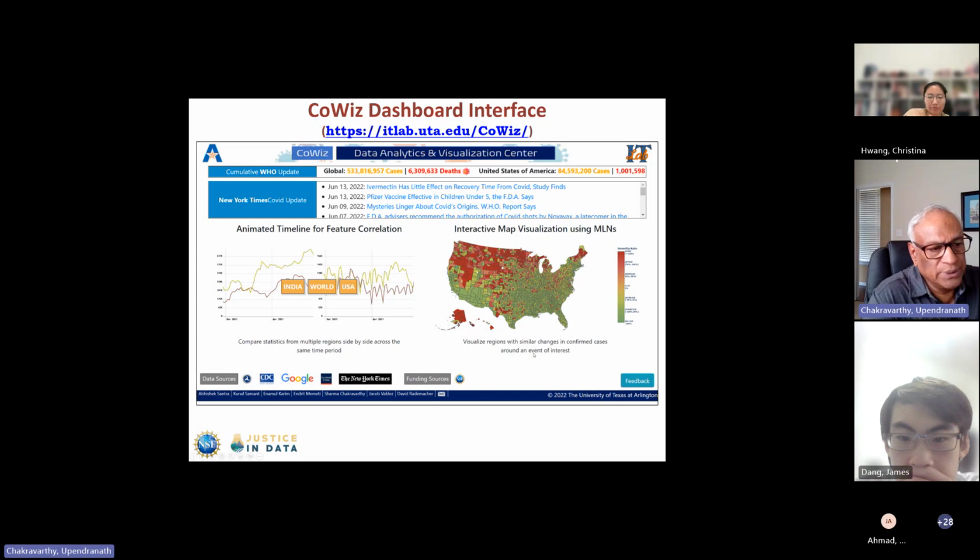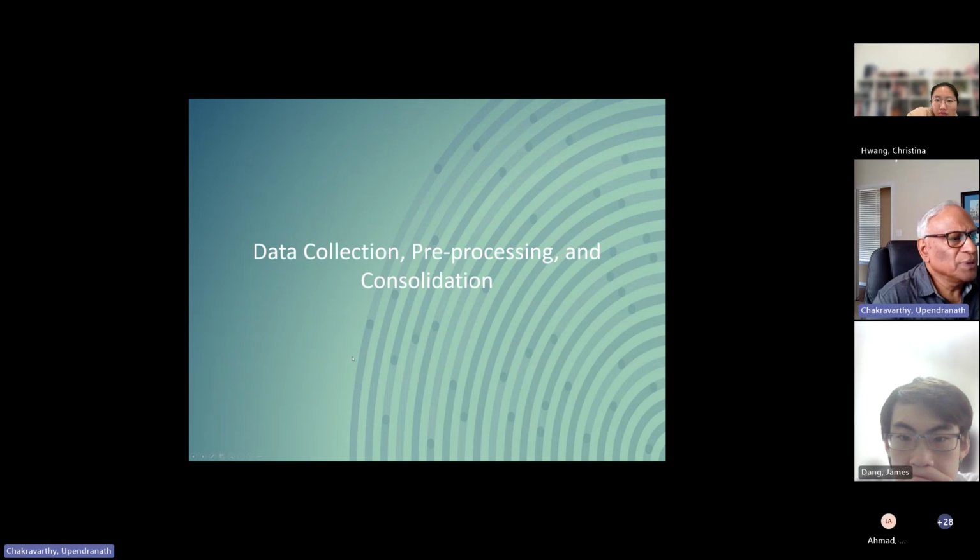So visualize regions with similar changes in confirmed cases around an event of interest. You can see that a lot of different data sources were used. I have more details of them. For this one, we had to collect data, do the pre-processing, and do consolidation. Some of the issues I mentioned had to be handled for doing this.